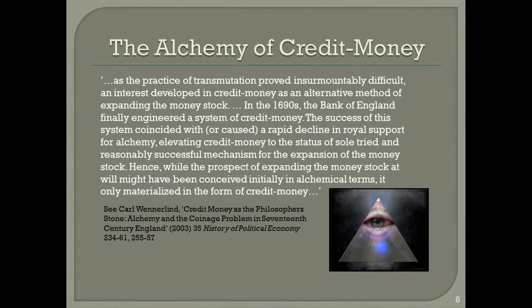As scholar Carl Wennerlind has argued, as the practice of transmutation proved insurmountably difficult, an interest developed in credit money as an alternative method of expanding the monetary stock. In the 1690s, the Bank of England finally engineered a system of credit money. The success of this system coincided with or caused a rapid decline in royal support for alchemy, elevating credit money to the status of sole, tried and reasonably successful mechanism for the expansion of the money stock. Hence, while the prospect of expanding the money stock at will might have been conceived in alchemical terms, it only materialized in the form of credit money.